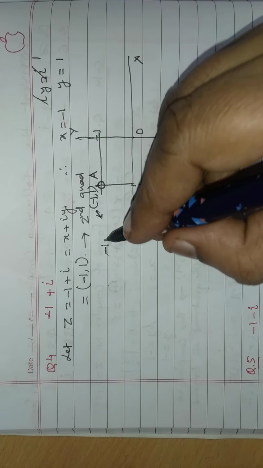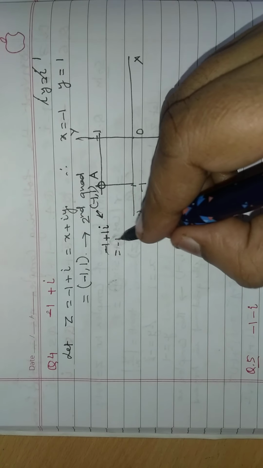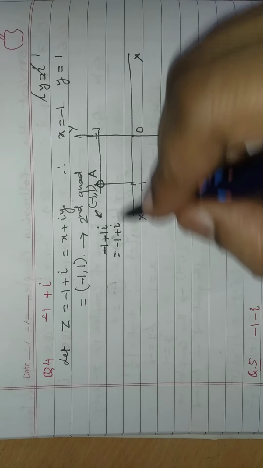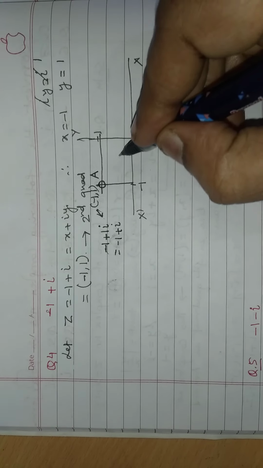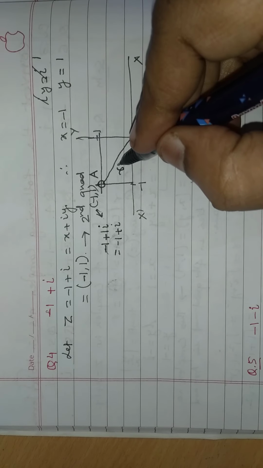whose real part is -1 and imaginary part is 1i. So this is -1 plus i. So this is the question, and suppose if we join over here, this is the value of r. This distance we have to find.